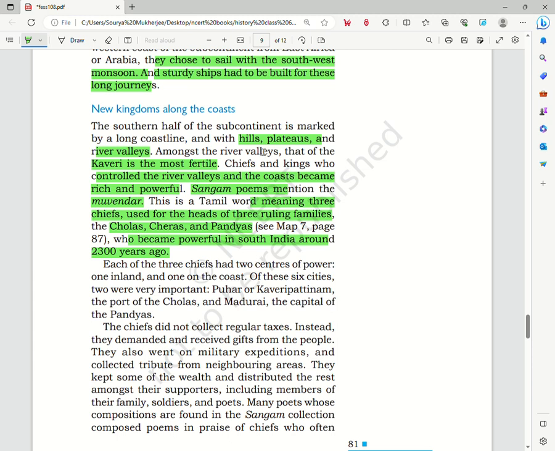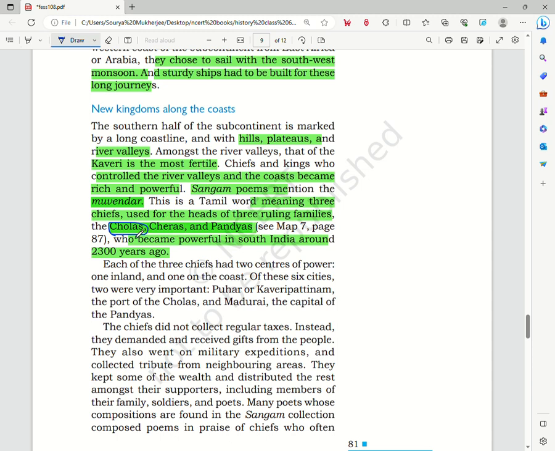So in the southern part of India, as it has a large coastline and also many rivers, the kings who controlled these river valleys and the coastline naturally became quite rich and powerful. In the Sangam literature, we find the names of the Muvendar. This word basically means the heads of the three ruling families of southern India. These were quite prominent and powerful kingdoms, known as the Cholas, Cheras, and Pandyas. These kingdoms belong to the Sangam age. This time in the history of South India is known as the Sangam age, and they became powerful around 2300 years ago. Later we see that some of these kingdoms became even more powerful and established their own empire, such as the Chola empire.